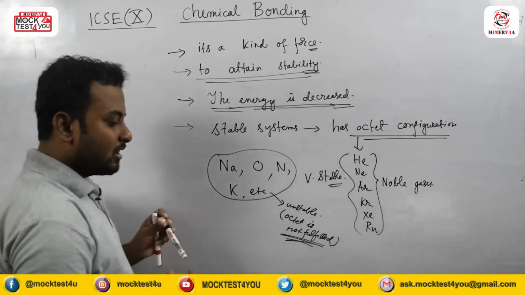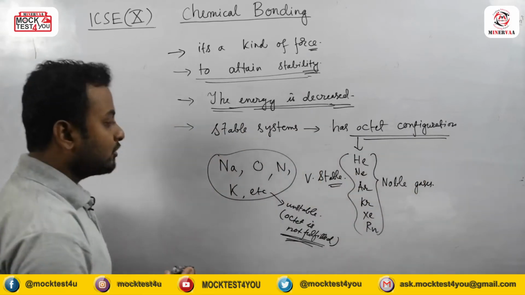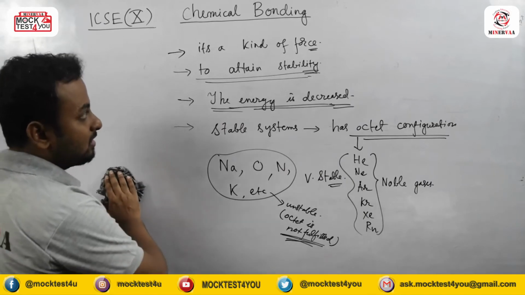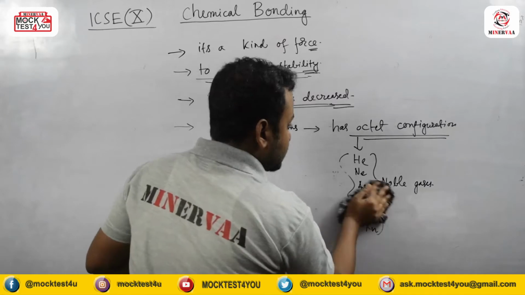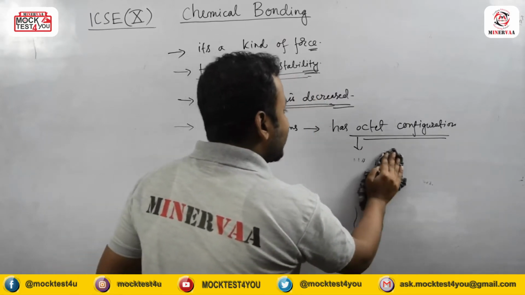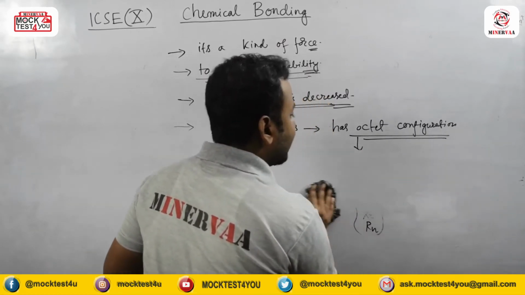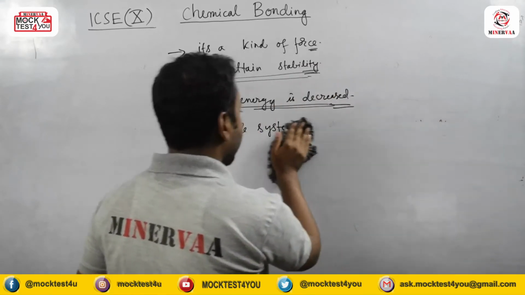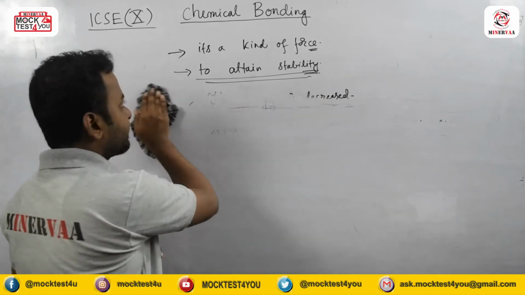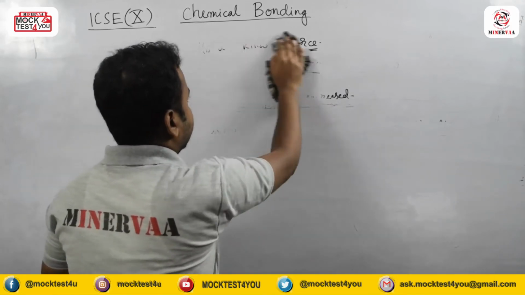So how will they complete the octet? By doing some kind of bonding. So what is the reason behind bonding? To fulfill the octet, to have stability, to decrease the energy. Are you getting my point?